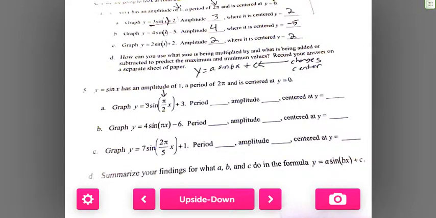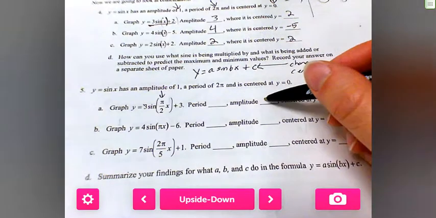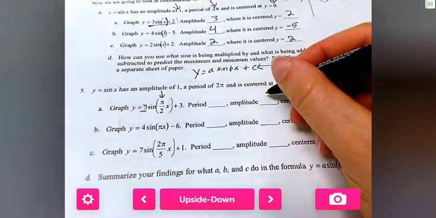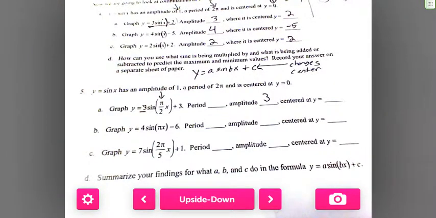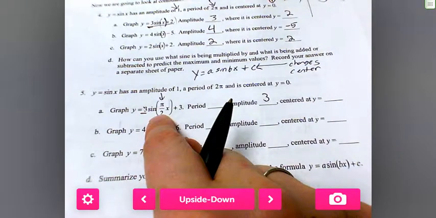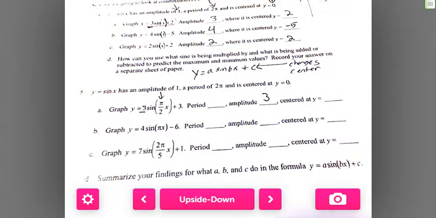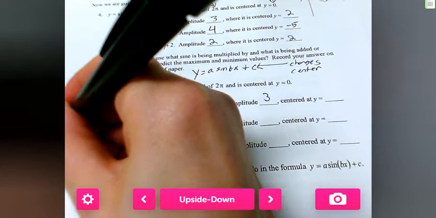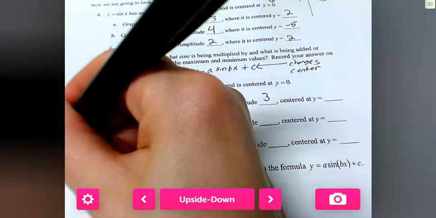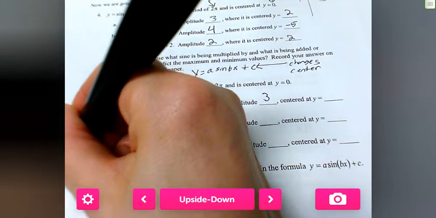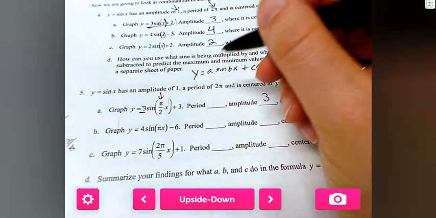Okay, what's our amplitude at? That's the easiest one to see, right? Our amplitude is 3. Now, our period is affected by this. And remember, the period is 2 pi divided by whatever b is. So this is going to be by pi over 2. So that's 2 pi times 2 over pi. So these cancel out, so we should get a period of 4.